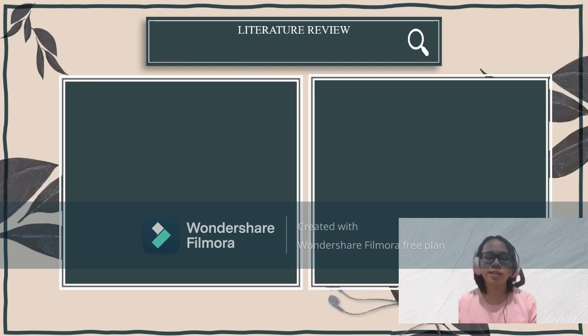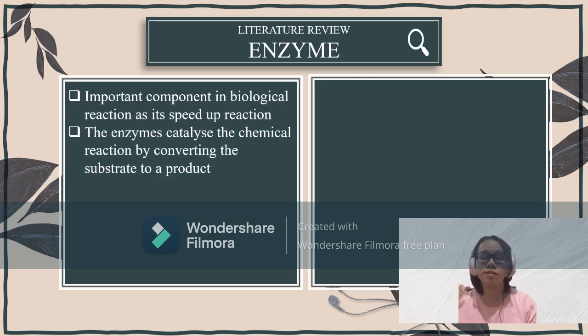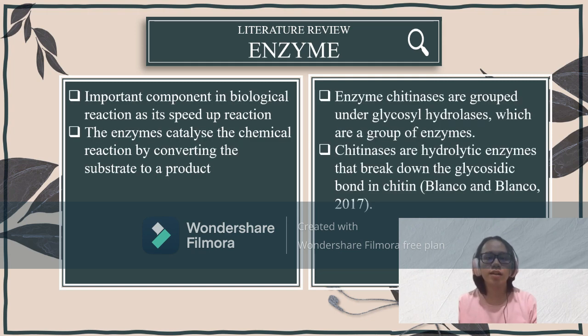Enzyme. Enzyme is an important component in biological reactions as it speeds up the reaction. The enzyme works by catalyzing the chemical reaction, converting the substrate to a product. Enzyme chitinases are grouped under glycosyl hydrolases, and chitinases are hydrolytic enzymes that break down the glycosidic bond in chitin.